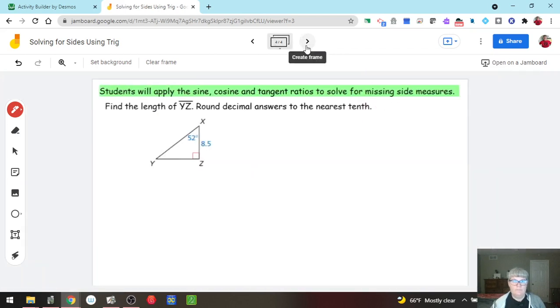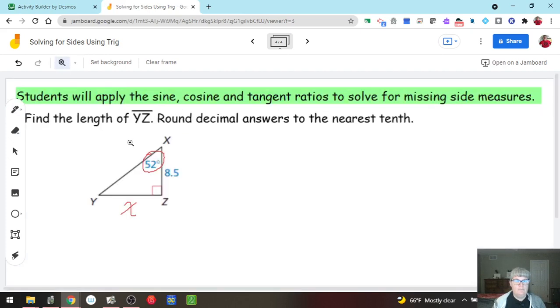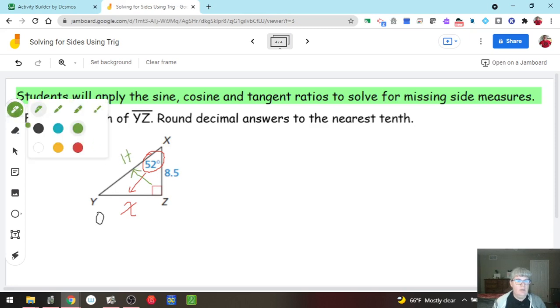And one last one. Find the length of YZ. So I'm going to call that X. Round decimal answers to the nearest tenth. So we're given the 52 degrees, and we know that across from the 52 degrees is going to be our opposite. We know that across from the right angle is the hypotenuse, and that leaves the remaining side to be the adjacent. So we're looking for the opposite.